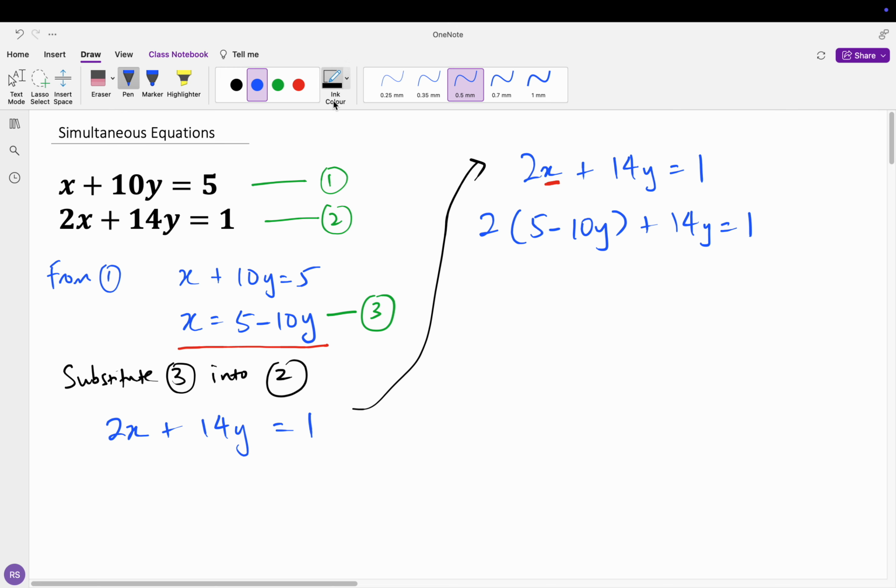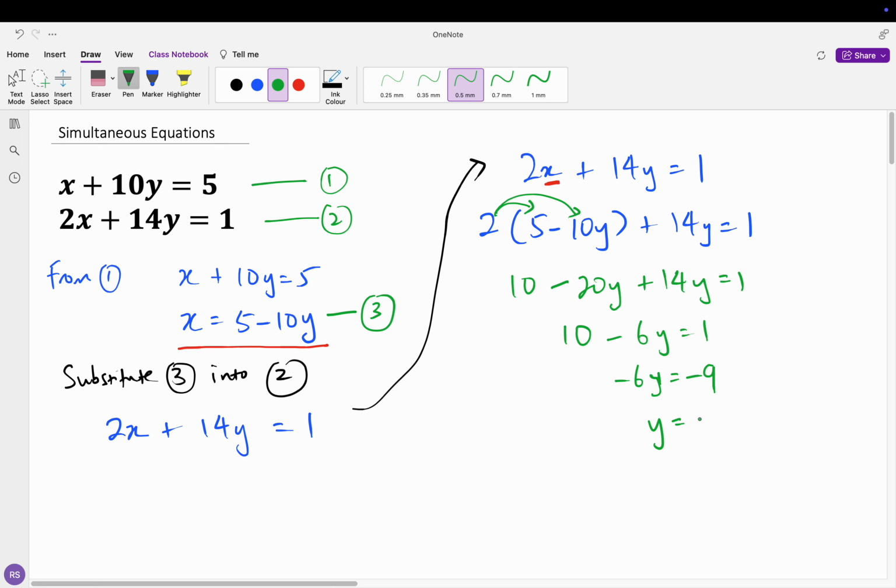Now we perform the expansion here. 2 times 5 is 10. 2 times minus 10y is minus 20y, plus 14y equals 1. So 10 minus 6y equals 1. So minus 6y is equal to minus 9, so y is equal to 9 over 6, which is equal to 3 over 2.